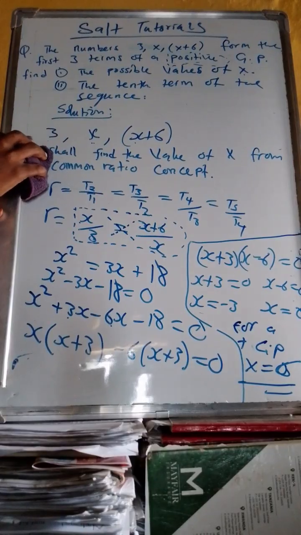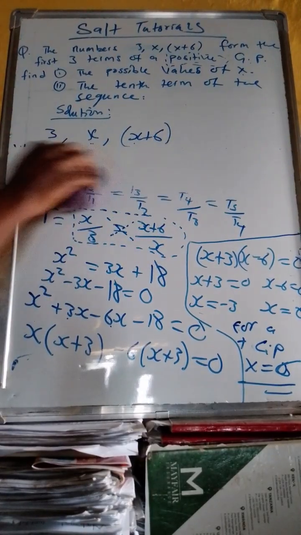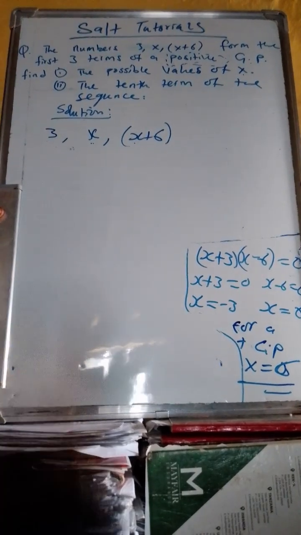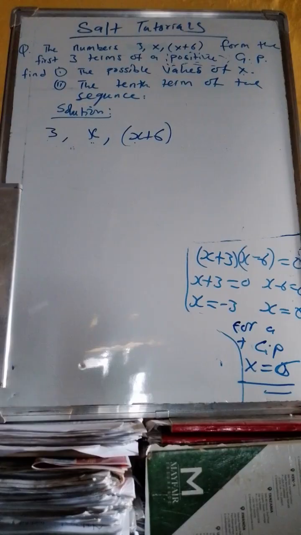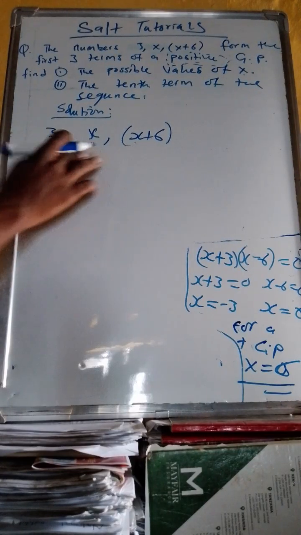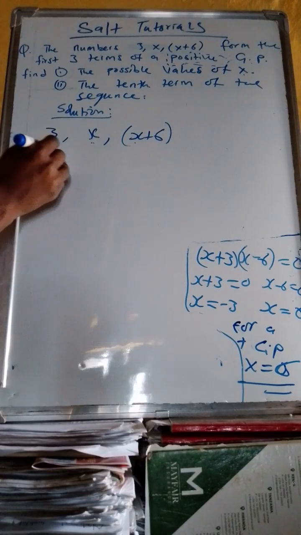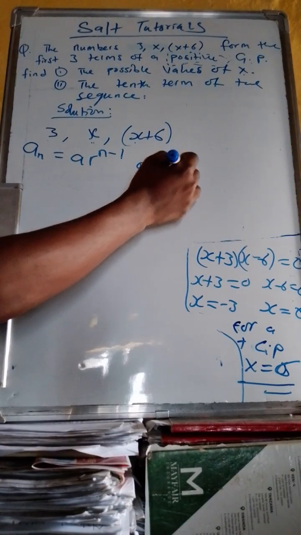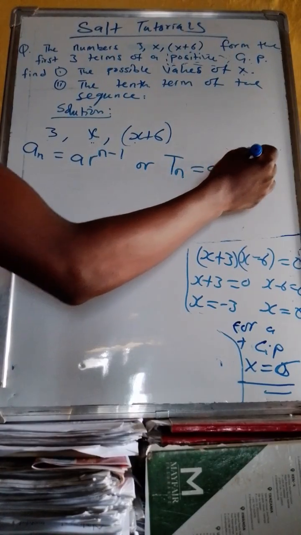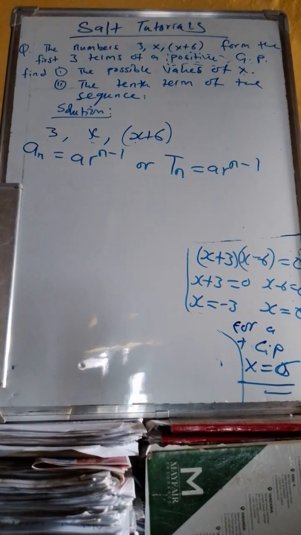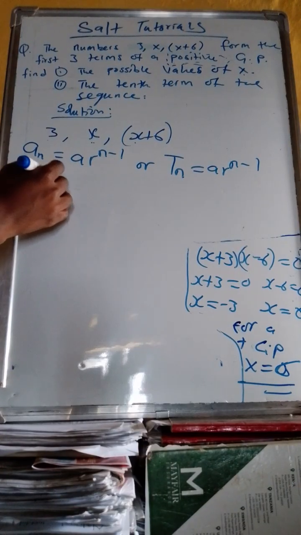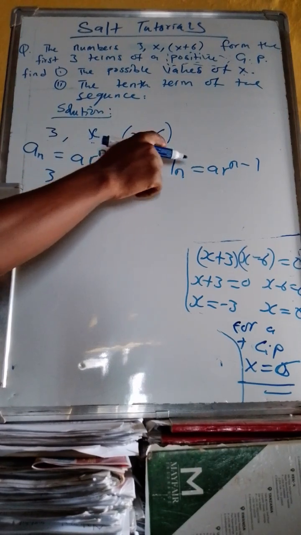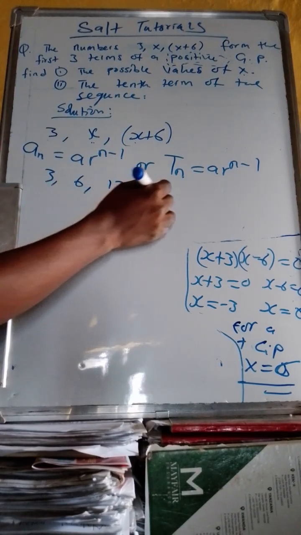Now let me just delete this part from here. The next part says the 10th term of the sequence. So for the 10th term, what formula are we using? an is equal to a r^(n-1). Or others would simply write it using t: Tn is equal to a r^(n-1). It's still the same thing. According to the sequence here, we have 3, since x we chose to be 6, so we have 3, 6, 6 plus 6, which is 12, and the count continues.